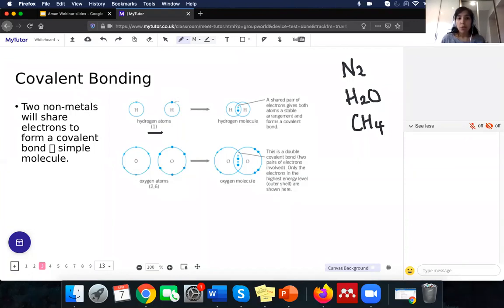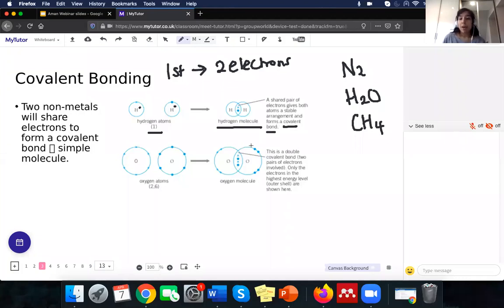So if hydrogen wants to bond with another hydrogen atom, we know that to have a full outer shell, it will need 2 electrons, because in the first shell, it can have a maximum of 2 electrons. So if hydrogen wants to fill that shell, it needs to share an electron to get 2. What's happening in this diagram is that this hydrogen atom and this hydrogen atom have shared their electrons so that they both effectively now have 2, and therefore they've both filled their outer shells. And they've said here that it's a stable arrangement and it forms a covalent bond.